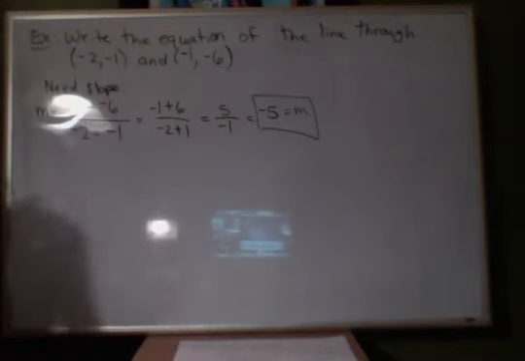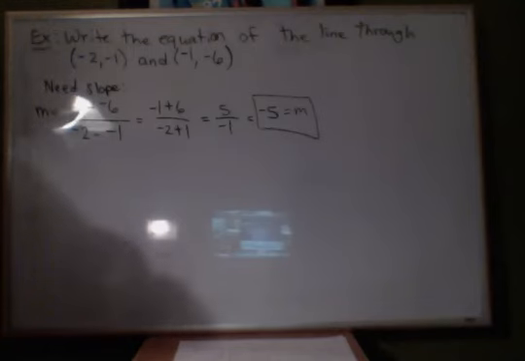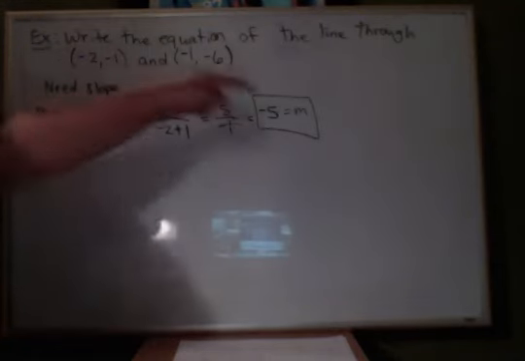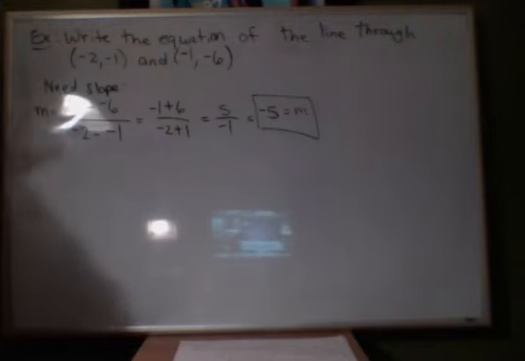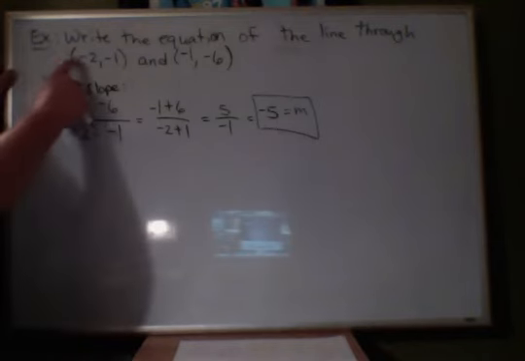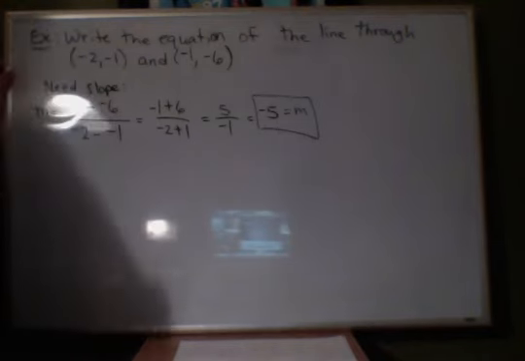This is why there are multiple, or really infinite, point slope equations for every line, because I could use any point I want off of that line to write a point slope. However, when we change it into slope-intercept, that will always be unique. So I'm going to use the point -2, -1 to write my equation.